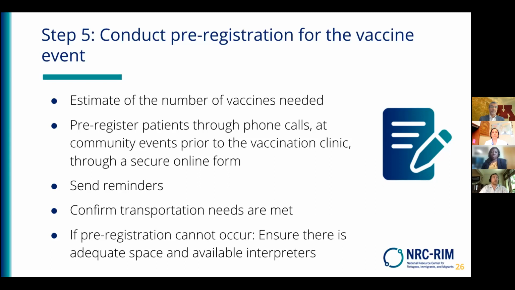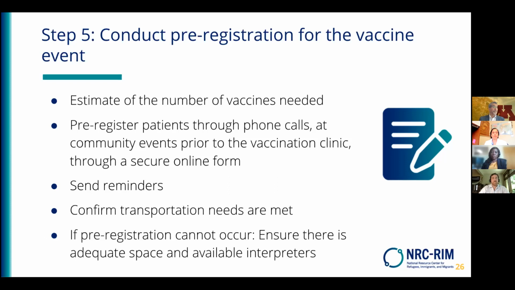Some other communities also do the pre-registration through a secure online form, where your community partners have access to the form. They're able to register the participants, and then you have access and you're able to update that. For the registration, as minimal personal information as possible should be shared: just first name, last name, age, and contact information if you need to get a hold of someone. That is mainly what you would have for the pre-registration.